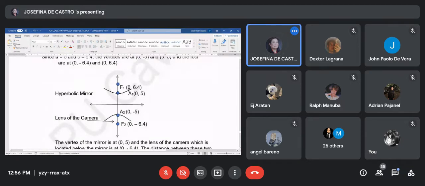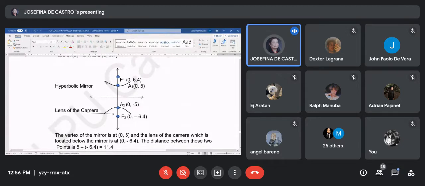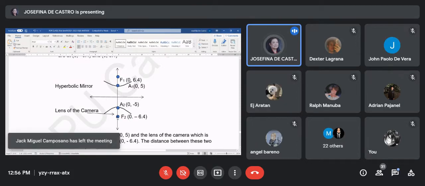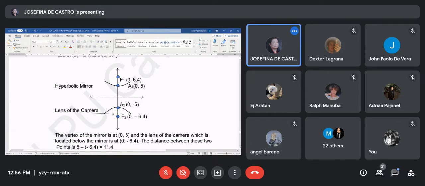So, ito siya. Ito yung pinaka-mirror mo. Tapos, andito naman daw sa isang focus yung lens ng camera. And then, so lumalabas siya ay nasa 0 and 6.4 kasi ito yung center. So from center to that is 0.5 kasi ang A natin is 25. A squared is 25. Galing sa equation.